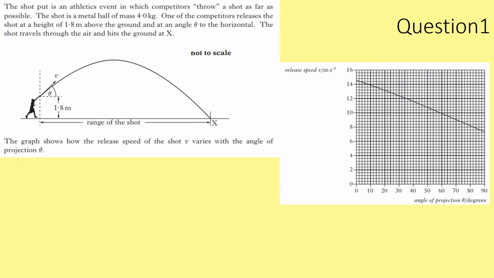In this question, a shot put is an athletics event in which competitors throw a shot as far as possible. The shot is a metal ball of mass 4.0 kilograms. One of the competitors releases a shot at a height of 1.8 meters above the ground and at an angle theta to the horizontal. The shot travels through the air and hits the ground at x. The graph shows how the release speed of the shot v varies with the angle of projection theta.